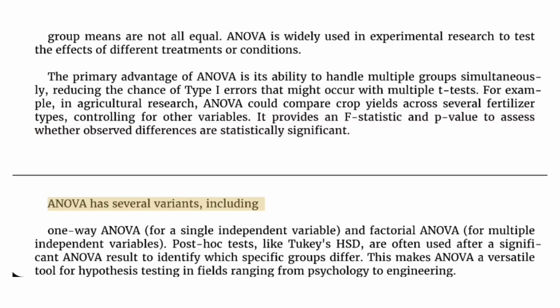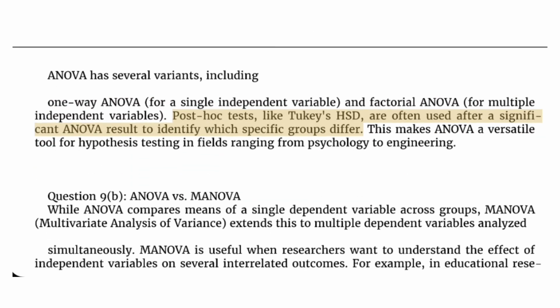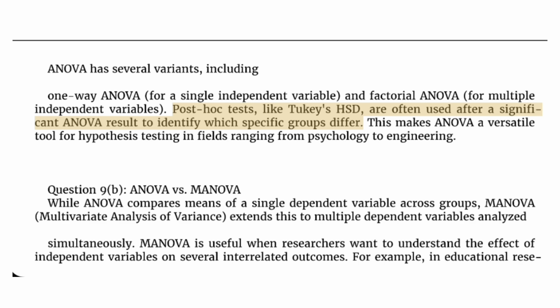ANOVA has several variants, including one-way ANOVA for a single independent variable and factorial ANOVA for multiple independent variables. Post hoc tests, like Tukey's HSD, are often used after a significant ANOVA result to identify which specific groups differ. This makes ANOVA a versatile tool for hypothesis testing in fields ranging from psychology to engineering.